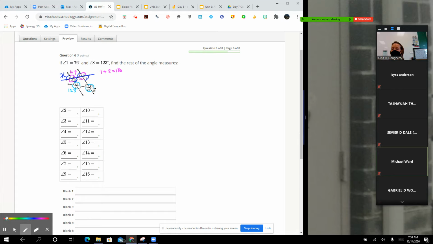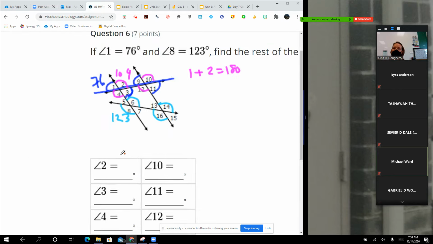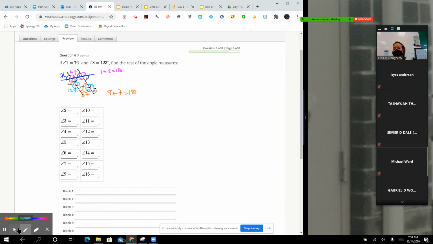And then let's do orange. If I've got 123 for 8, what's 7? So 8 plus 7 also equals 180. So I'm told 57. So what other angles are 57? All the other ones? Voila. Is that helpful?